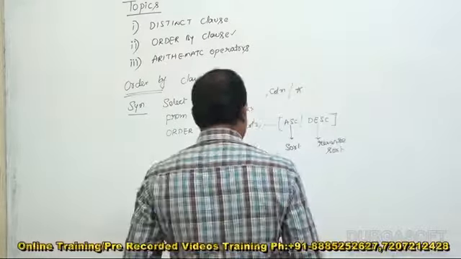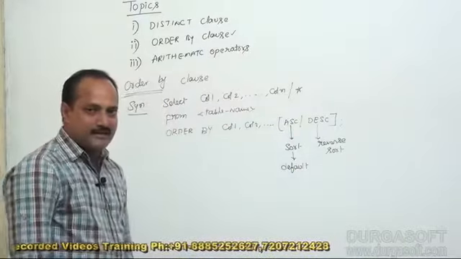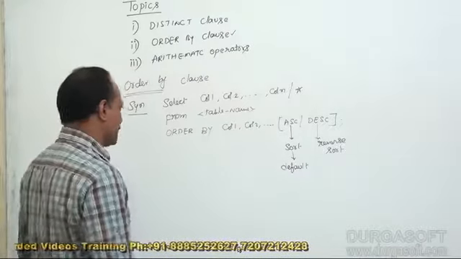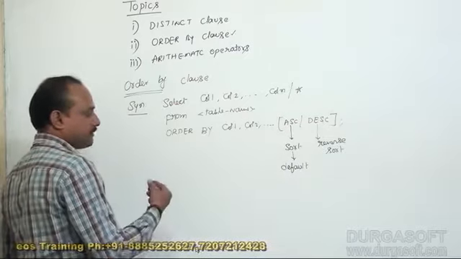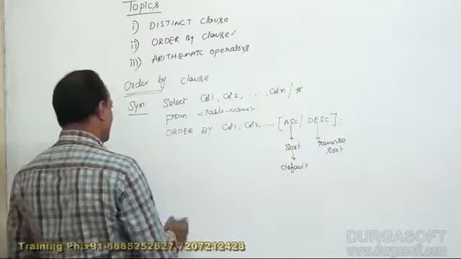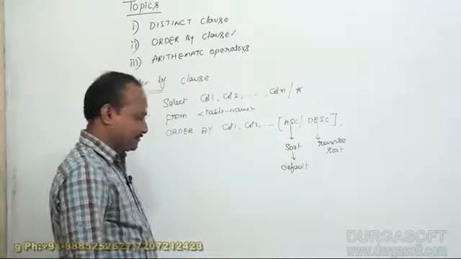And you may specify the ASC keyword or may not specify the ASC keyword. But by default, what is the action of the order by clause? Ascending order. So ascending order is the default action of the order by clause. Remember this. Here you have two concepts to learn. What are they? Order by on a single column, order by on multiple columns.